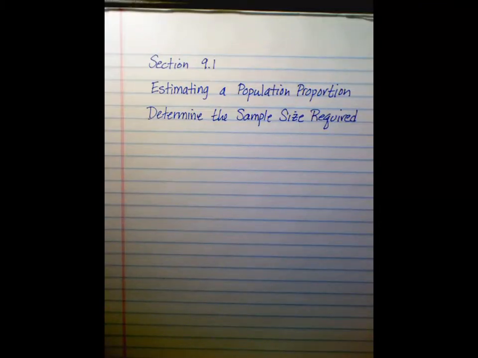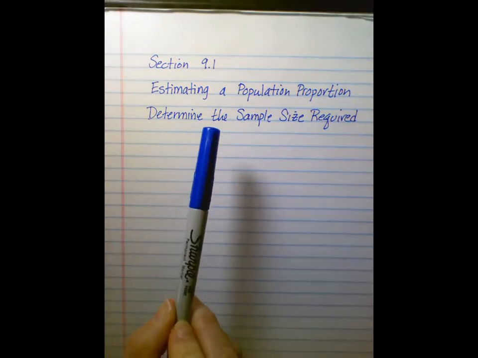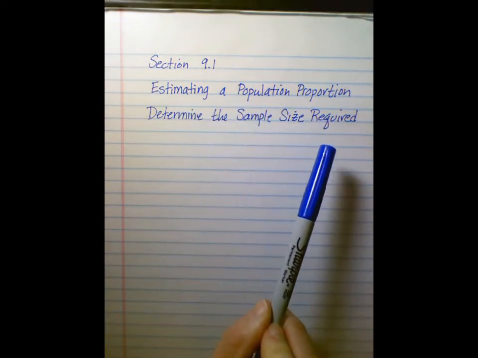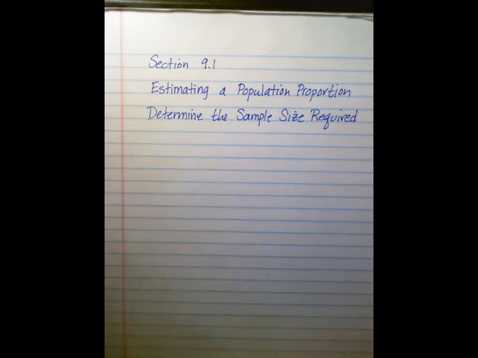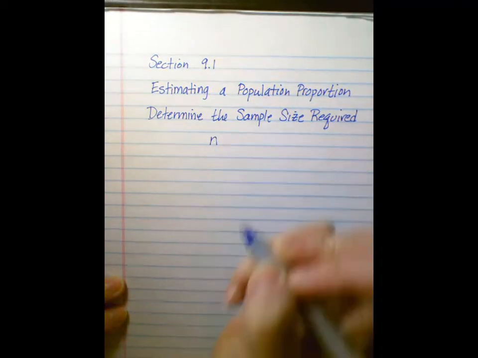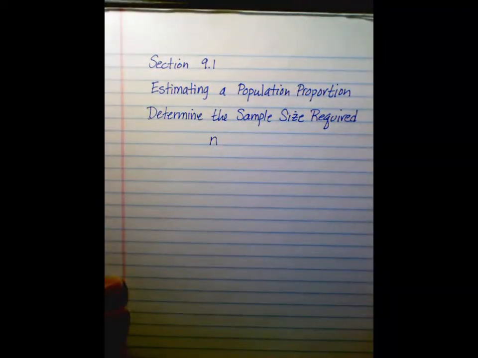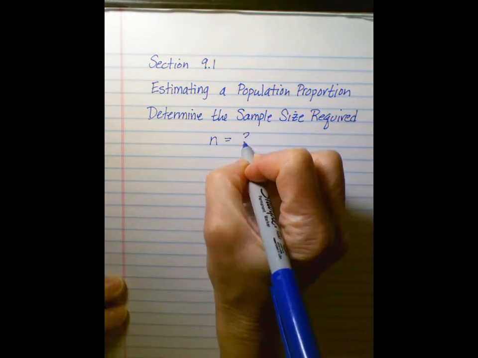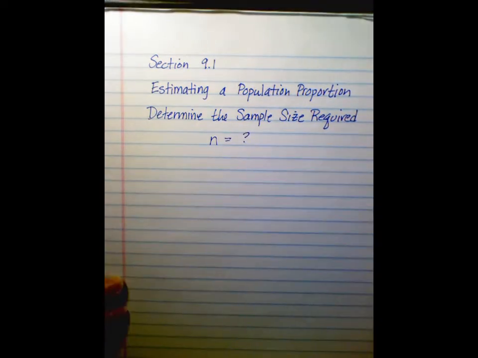In this video on section 9.1, estimating a population proportion, determine the sample size required. And remember, what is the symbol for the sample size? It's lowercase n, right? So in other words, what n is required? The answer will be what n is required under the particular criteria that we're given. So there are many ways to do this.